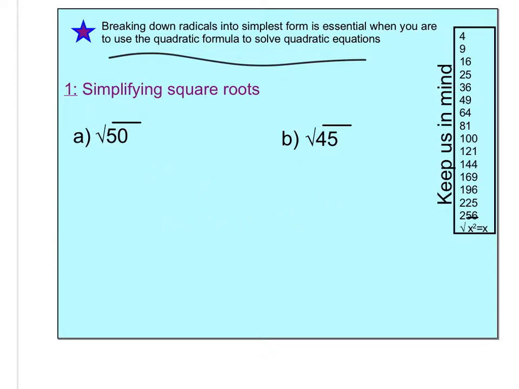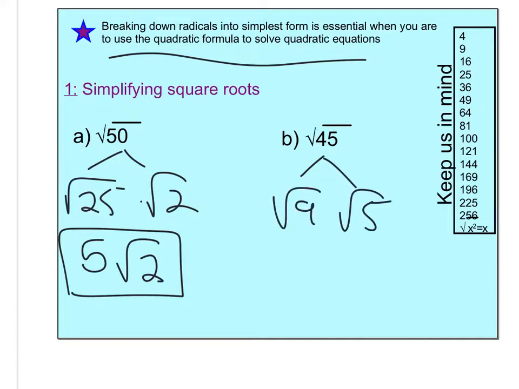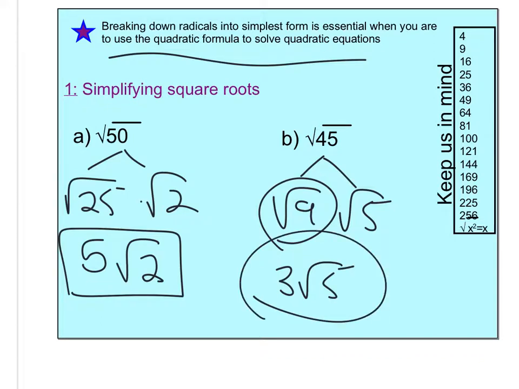I want to simplify it. That means I have to break it apart into things that are perfect squares. So here I want square root of 25 times square root of 2. When I do that, square root of 25 is 5. So 5 square root of 2. That is my simplified answer. 45, I want 9 and 5. The square root of 9 becomes 3. 3 square root of 5 is my answer.